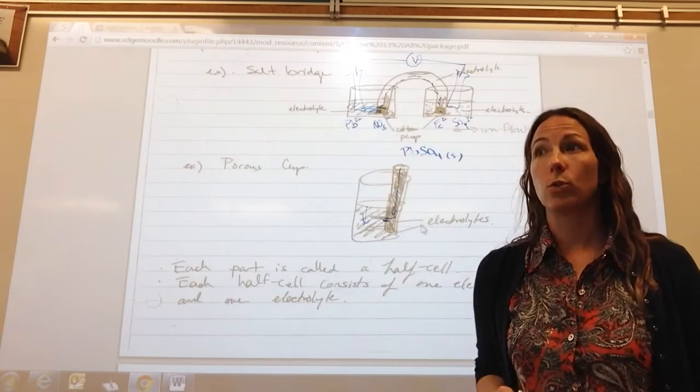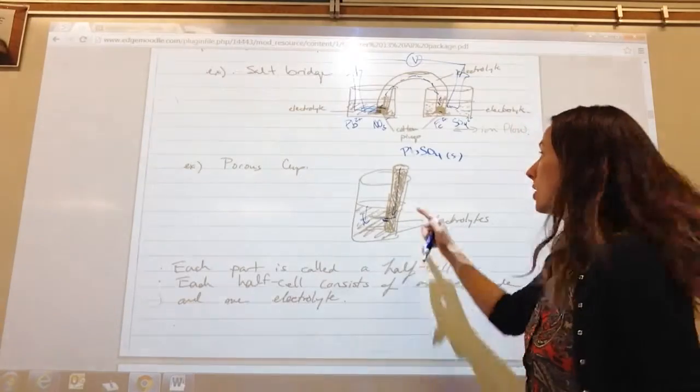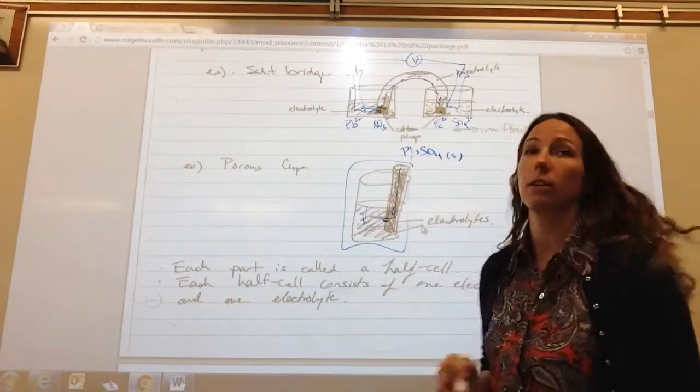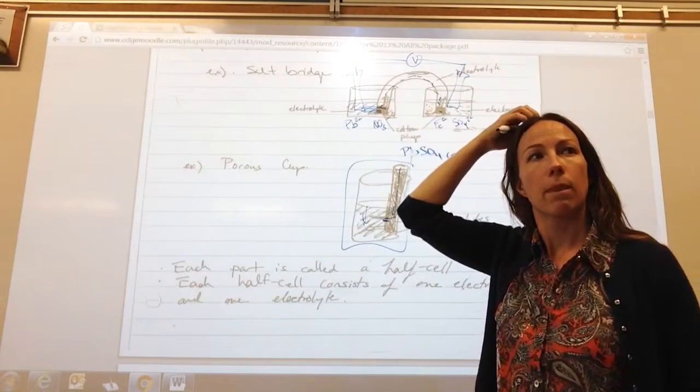That's what they do in batteries. They have a little porous membrane that separates the two half cells. So this looks more like a Duracell battery all of a sudden, as opposed to that one. Everybody okay with that? Okay.